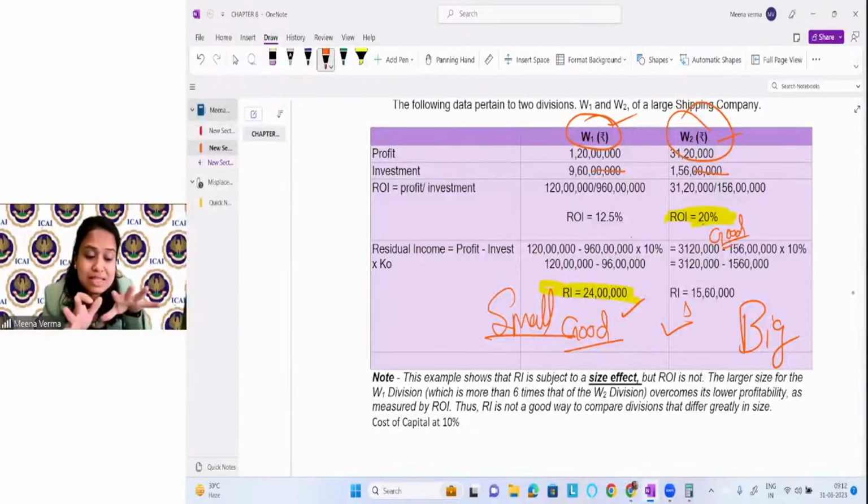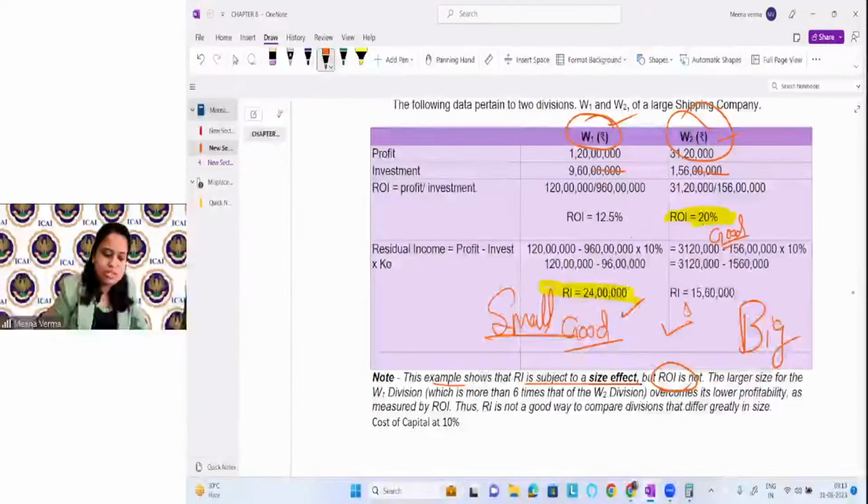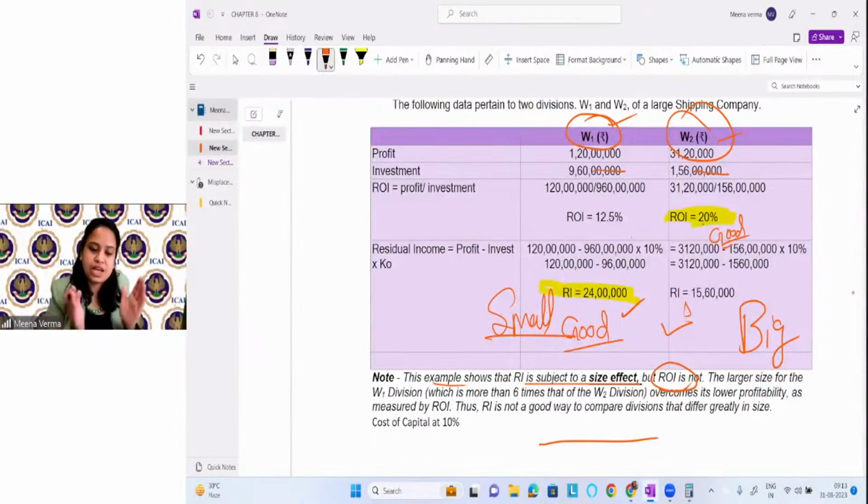So that means it's not easy to apply residual income and return on investment here to take the decision. You can read it here. This example shows residual income is subject to size effect, but return on investment is not. Size means the bigger the size, the bigger the RI. If the size of the organization is small, RI will be small. So when the size is comparable, then you can apply this. Otherwise, when the size is not comparable, you can't do this question. So this is not possible to apply here.